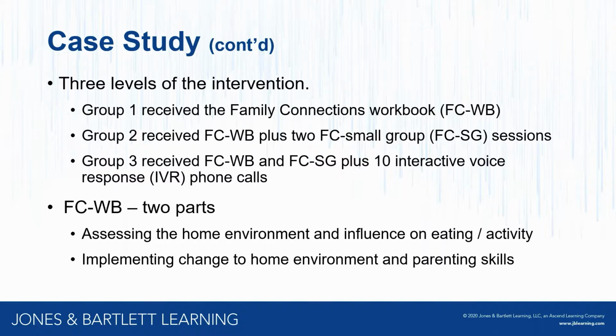So the 3 levels of the intervention: the first group would be this family connections workbook only, and I'll discuss that in just a second. The second group would receive this workbook plus 2 small group sessions where they get together with other families and discuss how to be healthier, I guess is the best way to put it. And then the third group was this workbook plus some small groups, but then they also had 10 interactive voice response phone calls. And later on in the intervention, they tailored back and decided that 6 interactive voice response calls may be better.